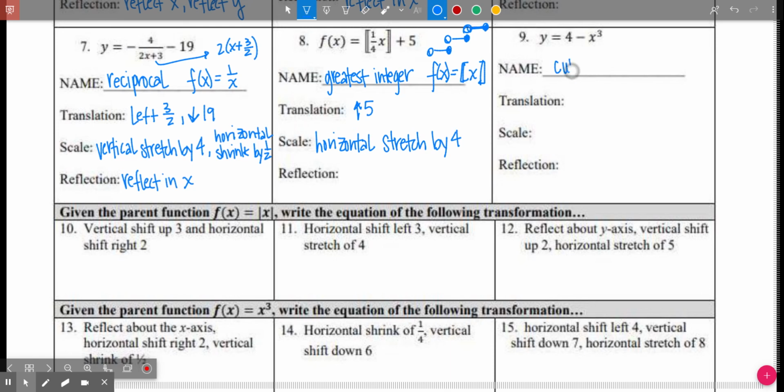Number 9 is a cubic function. Its parent function is f of x equals x cubed. This is the same as saying negative x cubed plus 4. So I have a reflection in x, and I have shifted up 4 units.